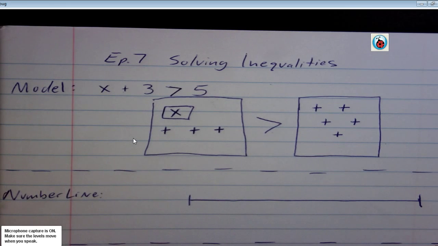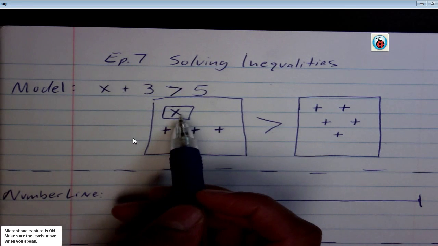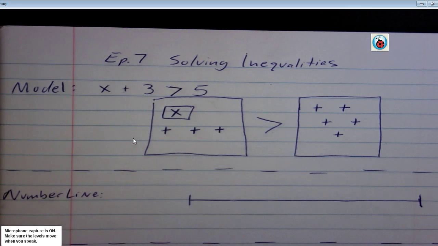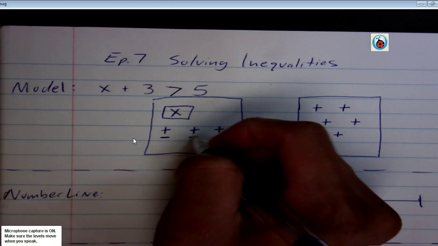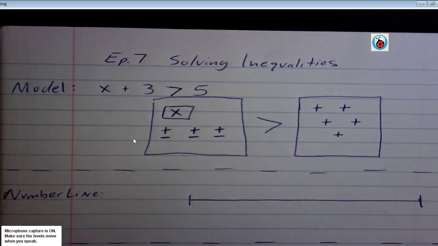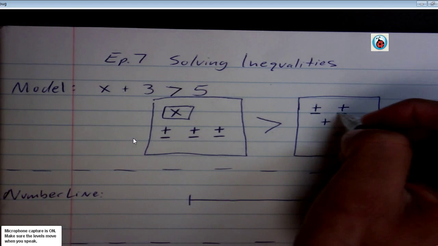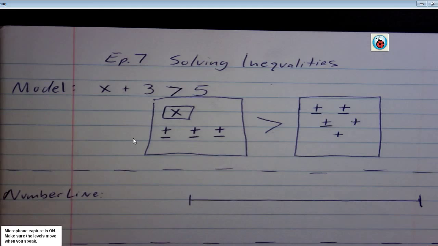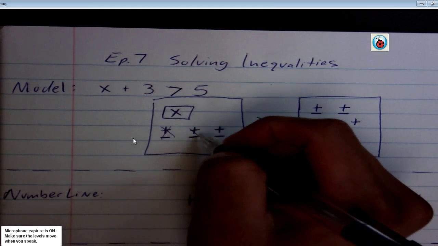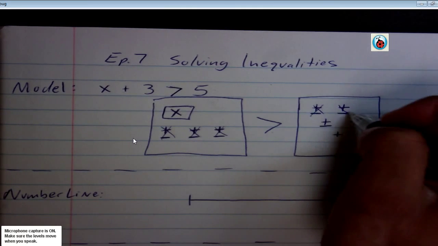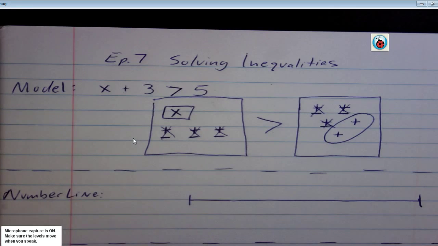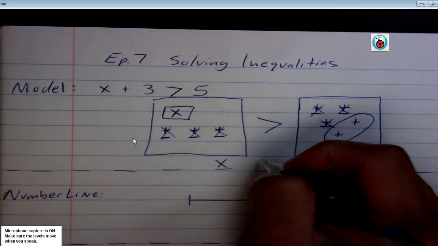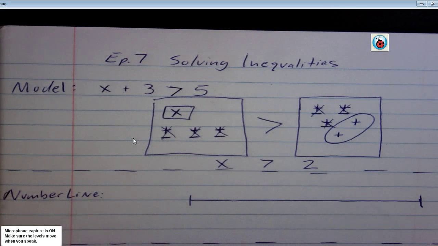So if you all remember, we've been doing this. To get the box by itself, what's the opposite of 3 positives? 3 negatives. So underneath your paper, draw 3 negatives: 1, 2, 3. And then draw 3 negatives over here: 1, 2, 3. Okay, so your 0 pairs go away. Cross out your 0 pairs. And we're left with what? 2. So my answer would be x is greater than 2. Okay? X is greater than 2.